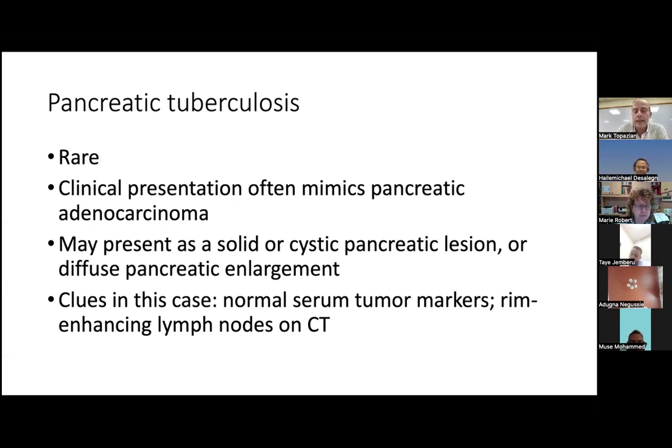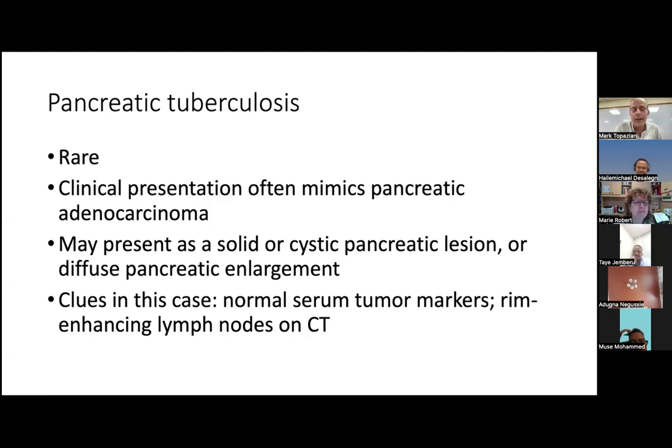Its clinical presentation often mimics pancreatic adenocarcinoma. And on imaging, it can present as a solid or a complex cystic pancreatic lesion. There are also reports of it presenting just as diffuse pancreatic enlargement. So it could really mimic cancer, a complex cystic lesion, or maybe even autoimmune pancreatitis. And I know, speaking to those of you, at least who are in Ethiopia, you're going to wonder, should every patient with a pancreatic mass now be put on TB therapy? And I would say no.